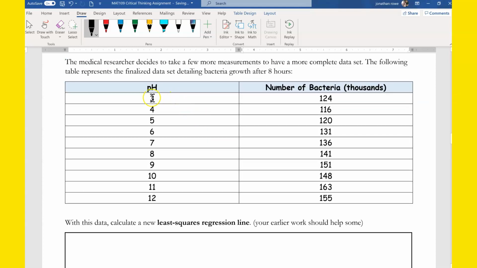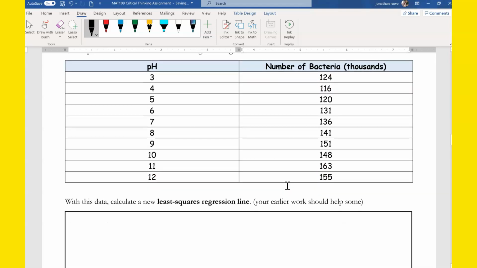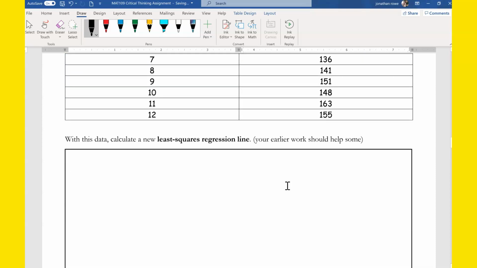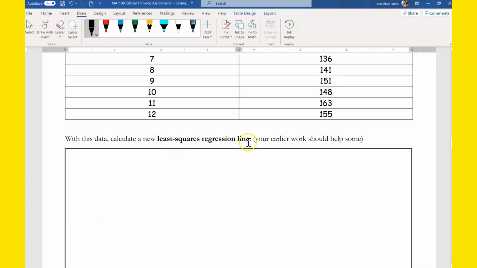So all they added here was, they had 4 through 11 already, but the researcher did one less than they had before. So he added the 3, 124. He added that ordered pair, and he did one more than what they had before, the 12, 155. So he added 2 more data points. With this new data, calculate a new least squares regression line. Your earlier work should help some.